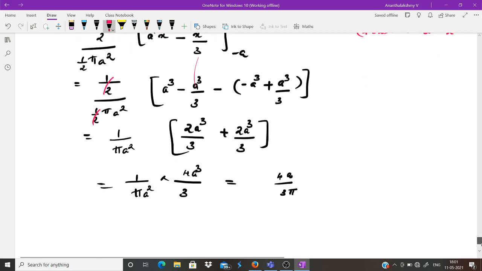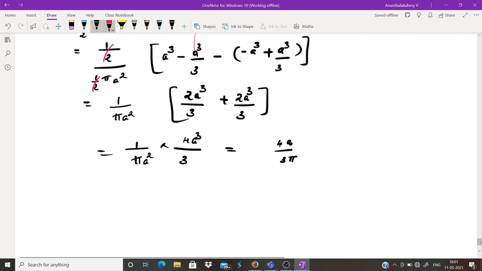So we conclude that the centroid of that region is x bar equal to 0 and y bar equal to 4a by 3 pi.